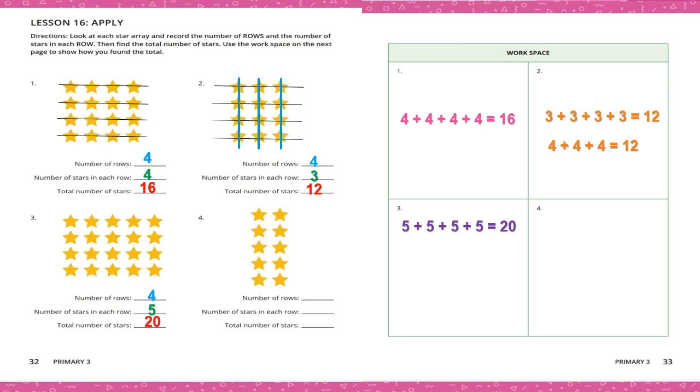The last array, I have here how many columns? How many rows? 1, 2, 3, 4, 5. In each row, how many stars? In each row, 2. So to find the total, I can add 2 five times. 2 plus 2 plus 2 plus 2 plus 2. Or I can say 2 columns, and inside each column I have 5. So I can say 5 plus 5, or 2 plus 2 plus 2 plus 2 plus 2. The total is 10.